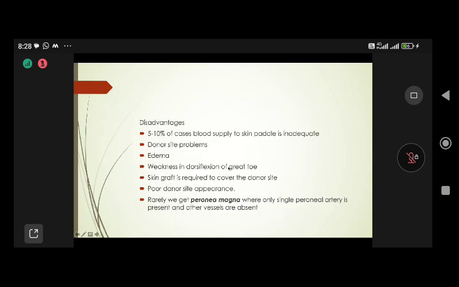Disadvantages are in 5 to 10% of cases, blood supply to the skin paddle is inadequate. Donor site problems are there: edema, and sometimes weakness in the dorsiflexion of the great toe. Skin graft is required to cover the donor site, poor donor site appearance, and rarely we get peroneal magna where only a single peroneal artery is present and other vessels are absent. In that case, we have to abandon this procedure.